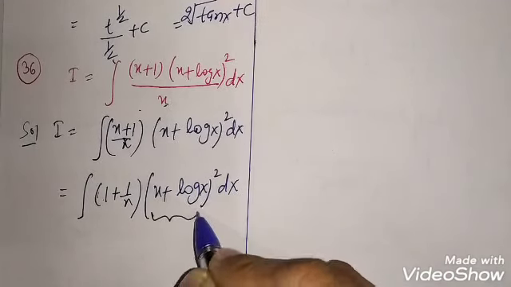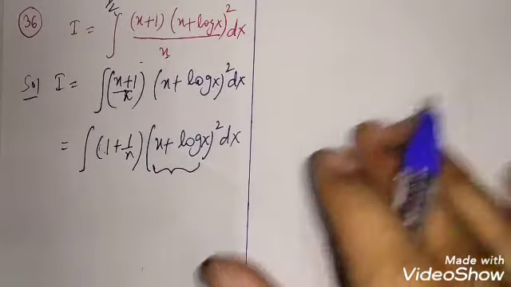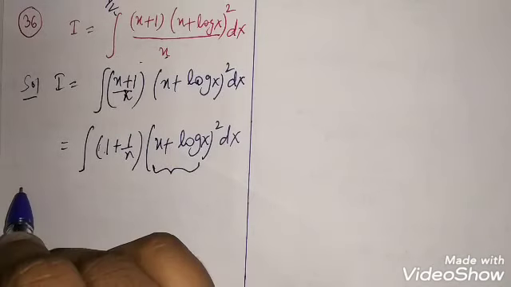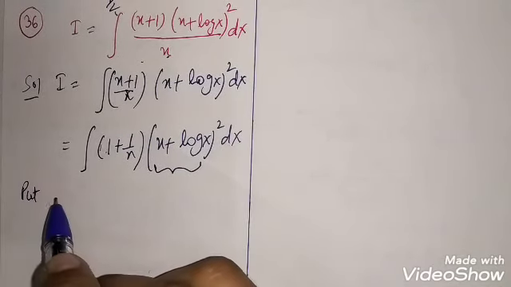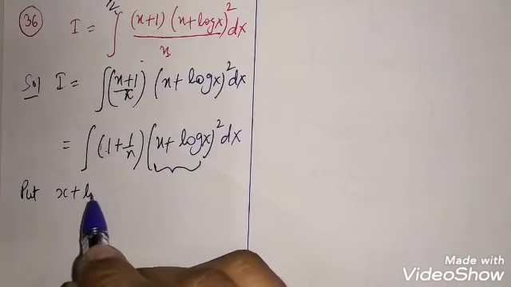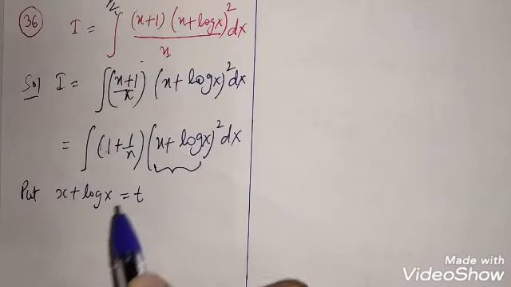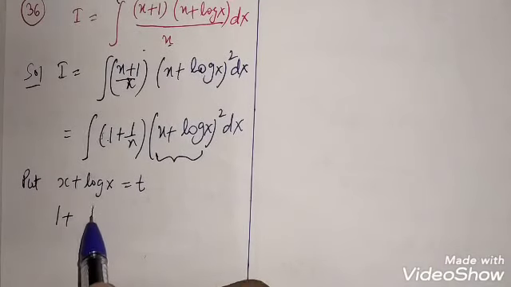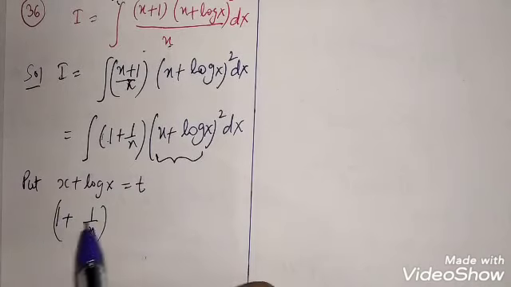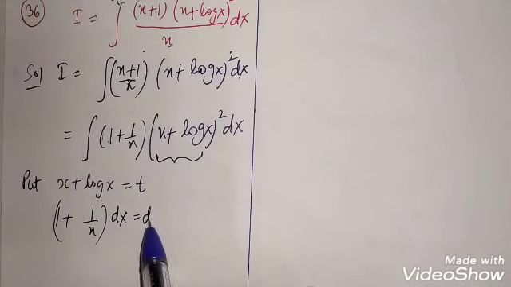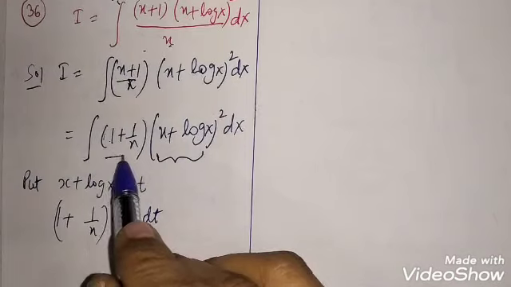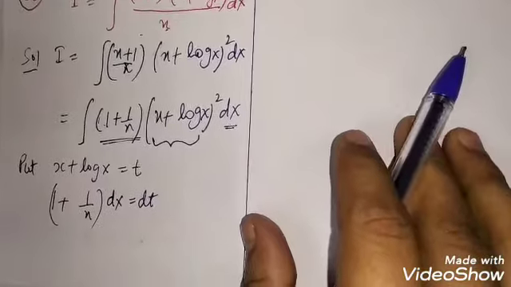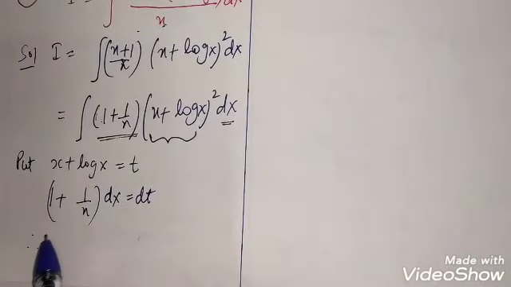You are so intelligent that you can easily find that the derivative of x plus log x is 1 plus 1 by x. Put x plus log x equal to t. Differentiating with respect to x, 1 plus 1 by x times dx equal to dt. Okay, this thing and this thing becomes dt. Combining this thing.